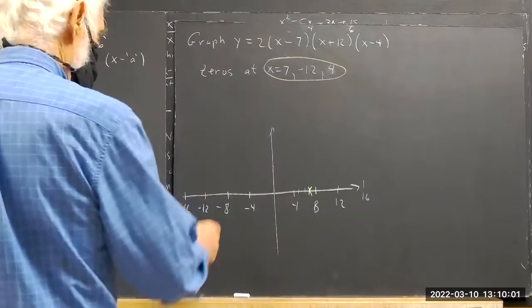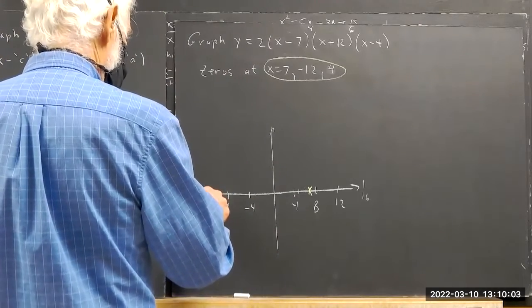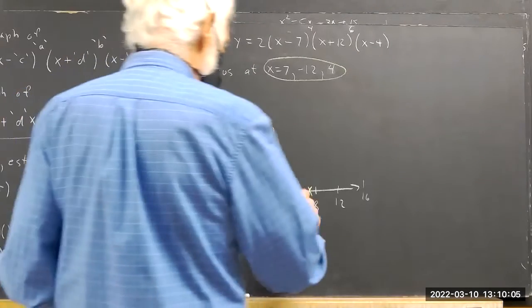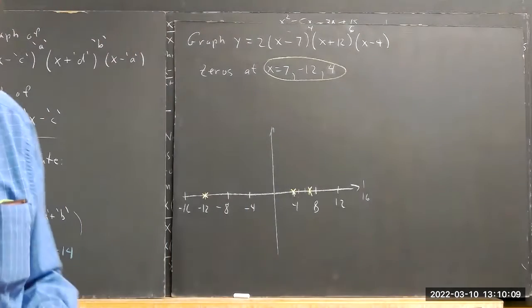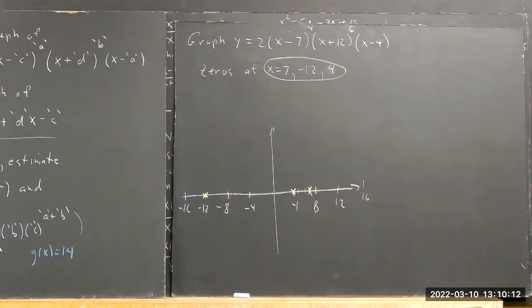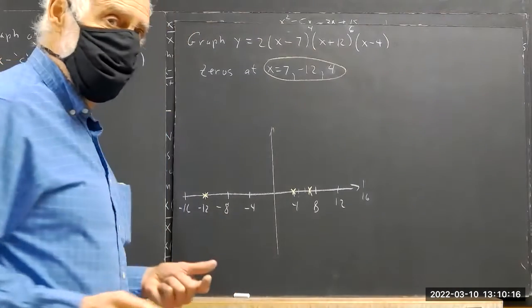-12. Well, -12 just happens to be one of the numbers that I marked here, so it's 4. I didn't plan it that way, but that's the way it worked out. So they're my zeros. Now I would label them. I would indicate that they're zeros.